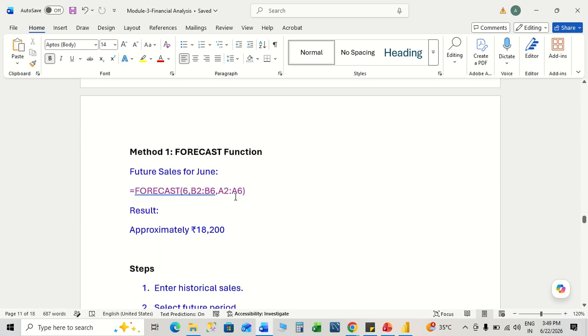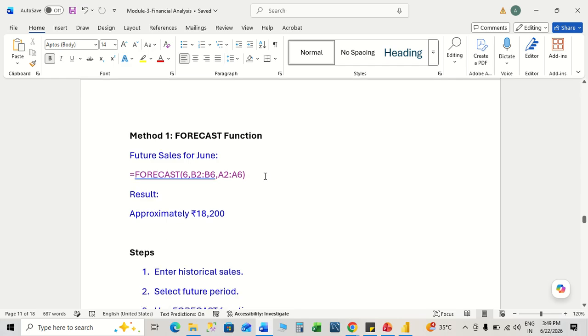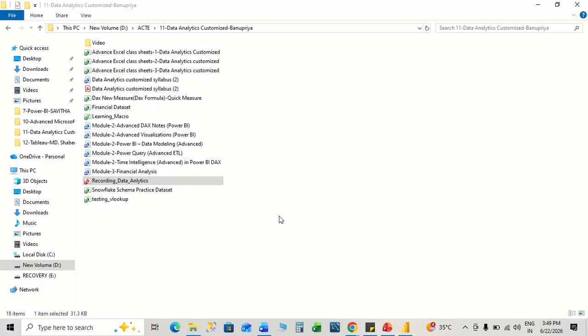So how to forecast? We have a forecast function in Excel. The forecast function gives future sales for June. So we can use the forecast function like this and we will get an approximate result. Let's go and try. Testing VLOOKUP, learning, financial data. So I'm going to open this. Let's see what is under this financial data.